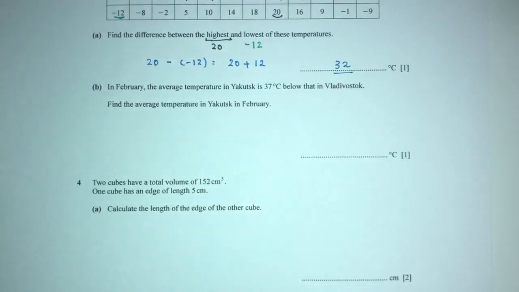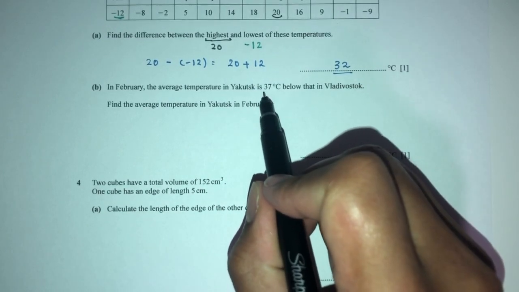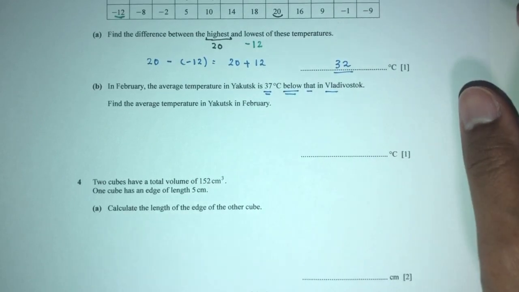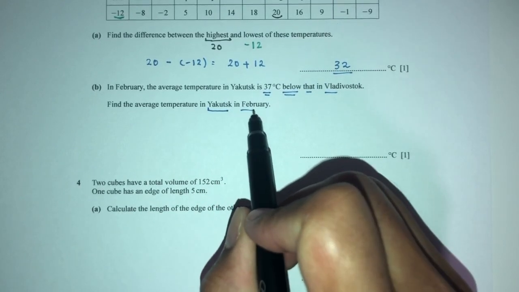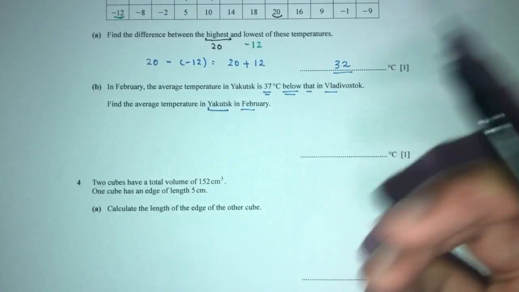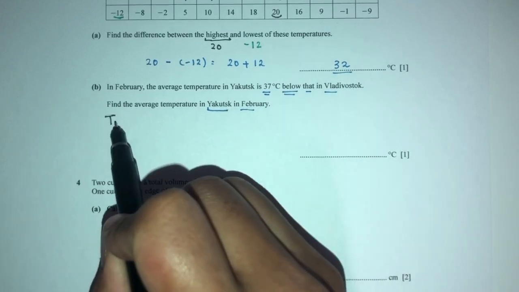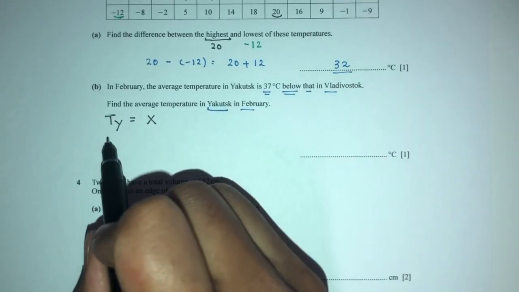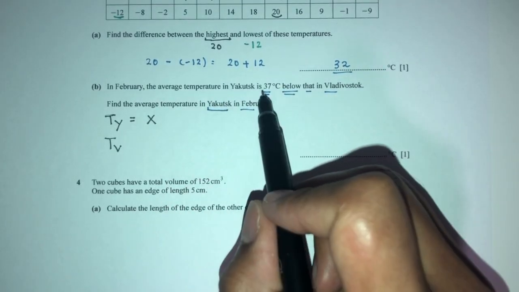Now for part B. In February, the average temperature in Yakutsk, someplace, I don't know, is 37 degrees below that in Vladivostok, someplace. Now find the average temperature in Yakutsk in February. Okay, so what we can do here is try to understand this. We can make an equation out of this line. So let's call this the temperature in Y. We don't know the value. Let's call this X. We don't know the value, right? And here we have the temperature in this. We also have the average. So actually here we know the value.